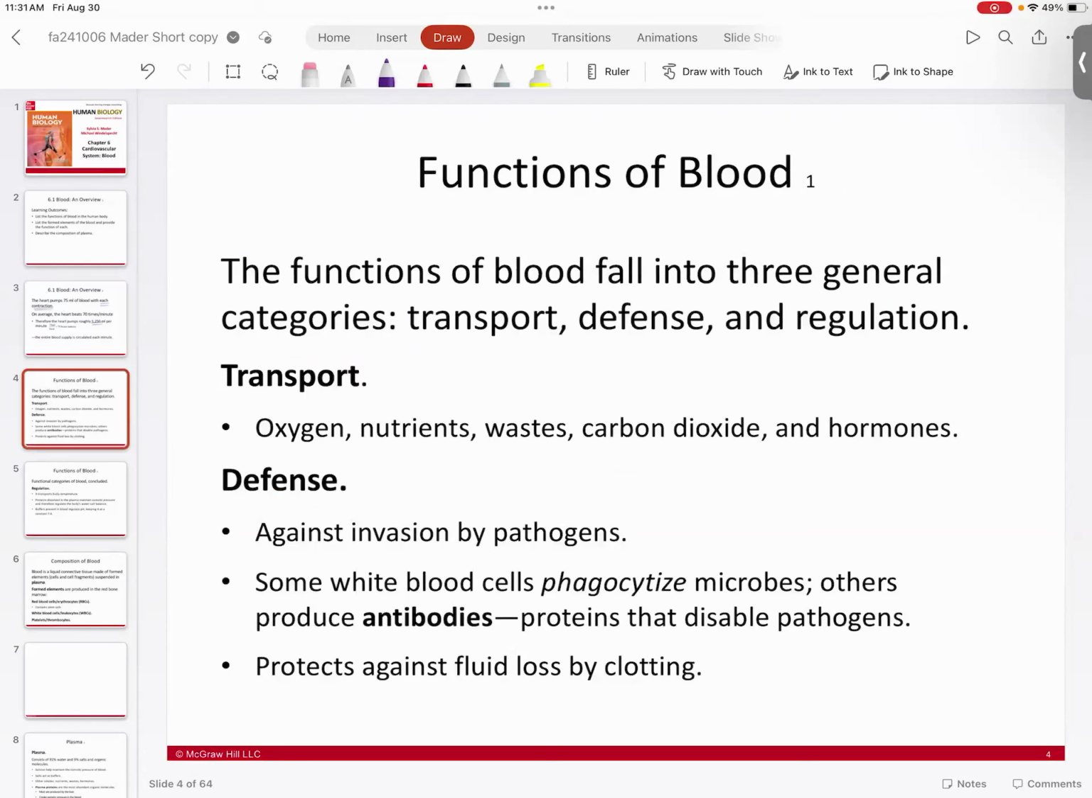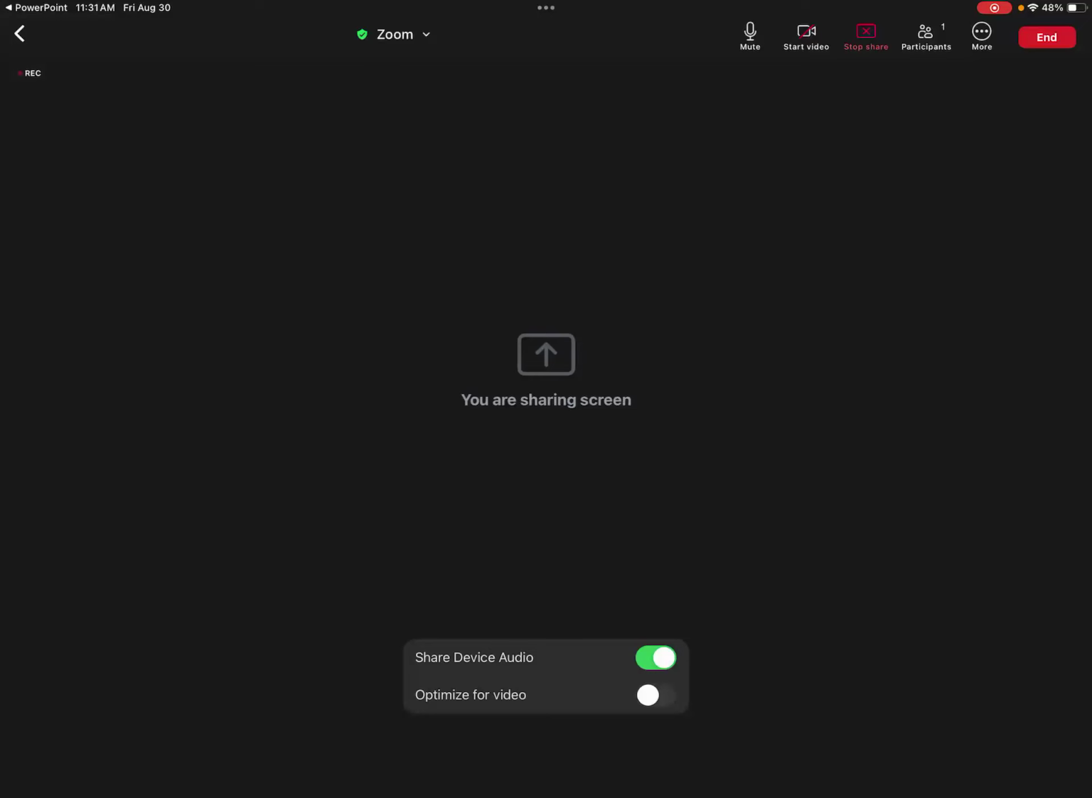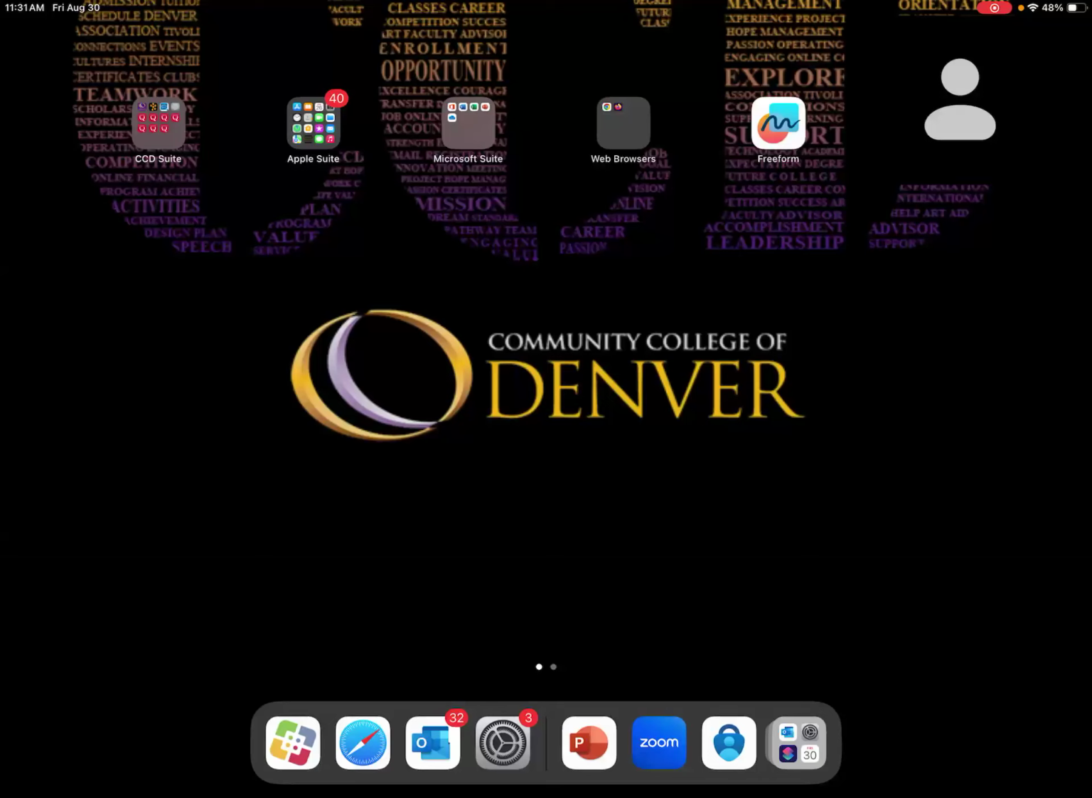And so when you take a look at the functions of the blood itself, let me just make sure I got everything set up here really quickly, just to make sure everybody is okay here.